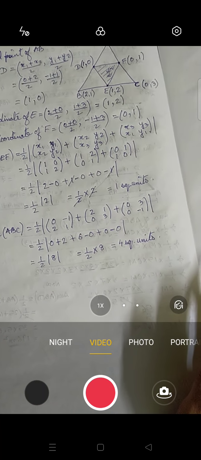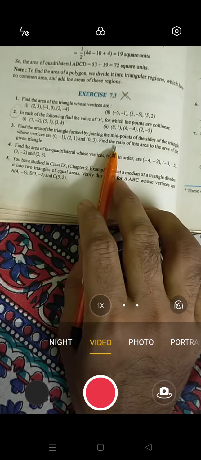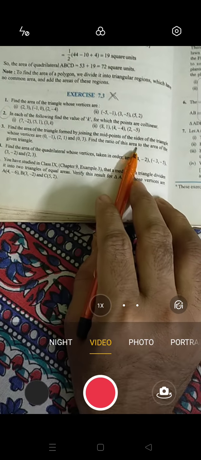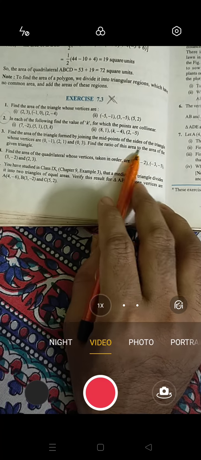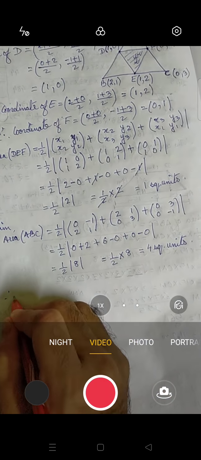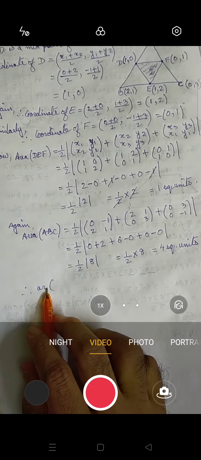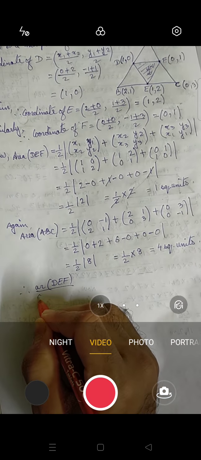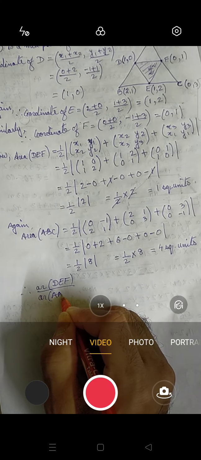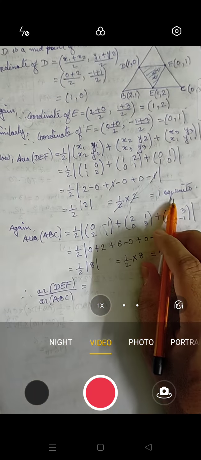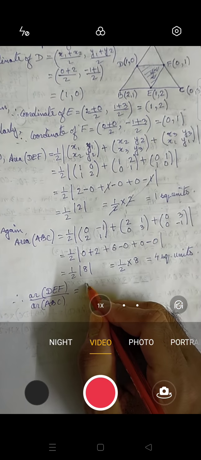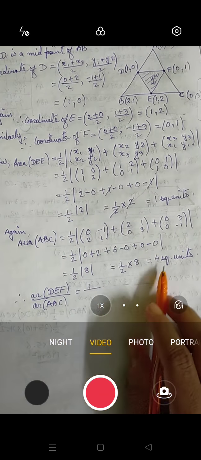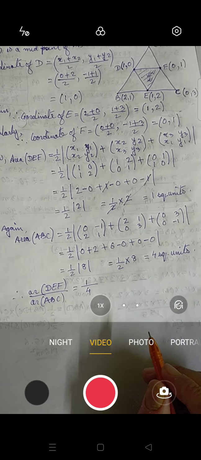Now in the question it was said to find the area ratio. You can see it is said to find the ratio of this area, this area, that means the midpoint area, to the area of the given triangle. So the given triangle is this one. So we'll say therefore area, I'm writing in short, area DEF by area ABC. Now DEF is what? 1. DEF is 1. So 1 by, and ABC is 4. So we got this.